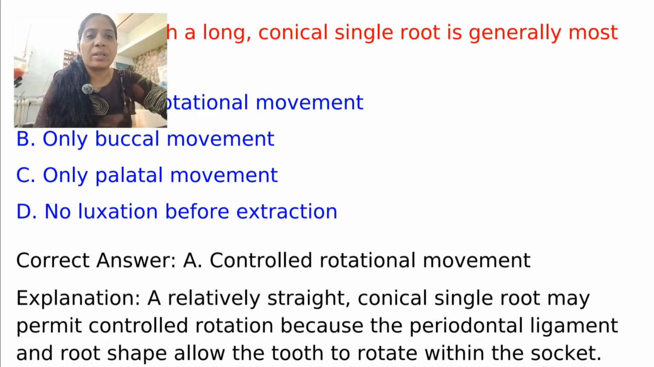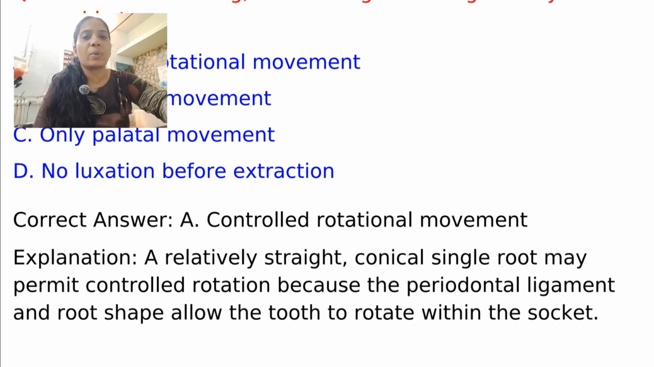Explanation. A relatively straight conical single root may permit controlled rotation because the periodontal ligament and root shape allow the tooth to rotate within the socket.